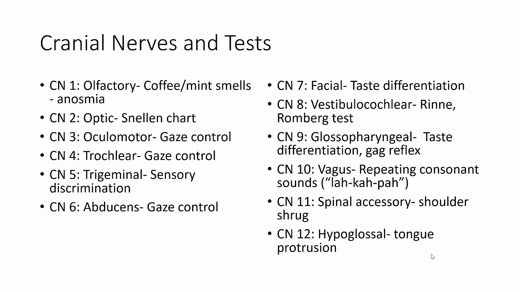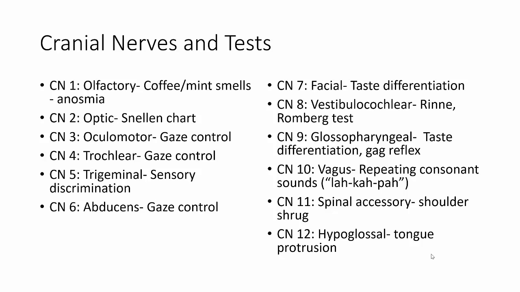Cranial nerve 7, facial, they will do taste differentiation and make sure that things are tasting what they're supposed to taste like. Cranial nerve 8, the vestibulocochlear, they will do the Rinne test and the Romberg test, and they involve putting a tuning fork at various parts on your skull to make sure that you can feel the vibrations. Cranial nerve 9, the glossopharyngeal, again, taste differentiation, but also the gag reflex. Cranial nerve 10, the vagus nerve, they'll have you repeat consonant sounds like la, ka, pa, to make sure that that's functioning properly.